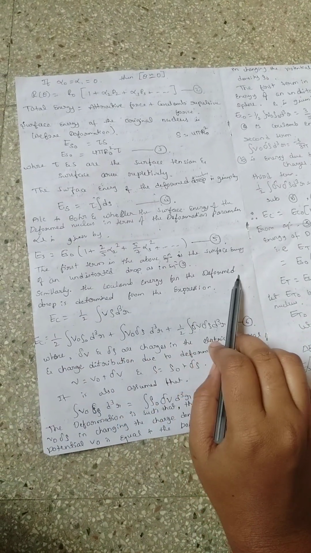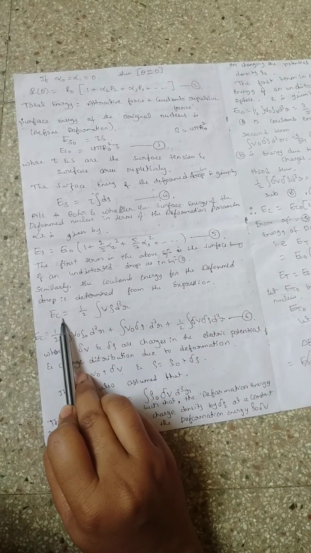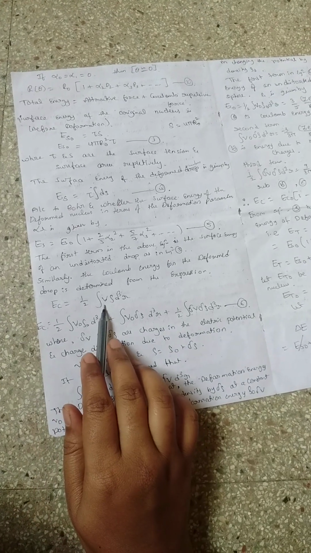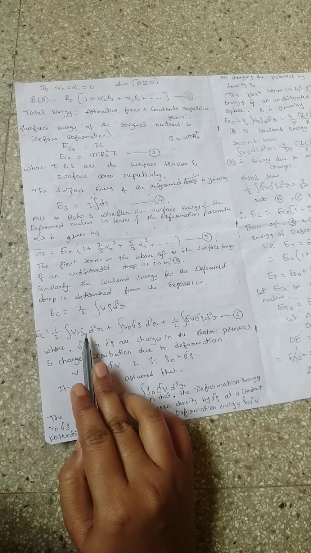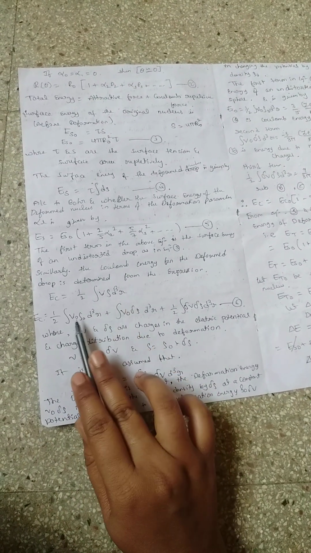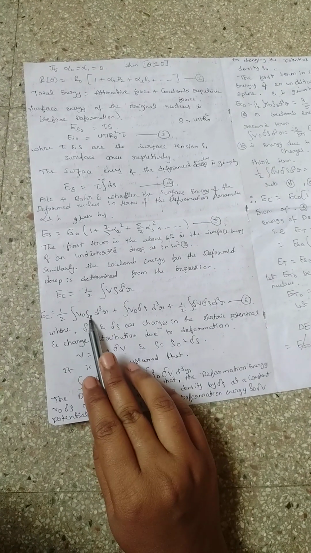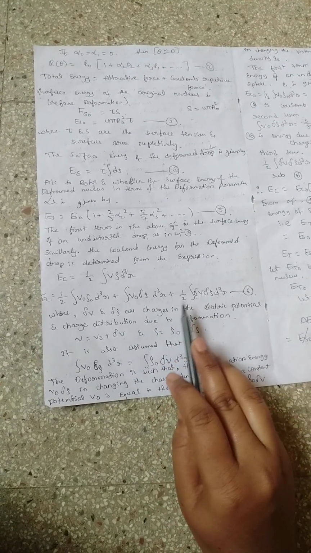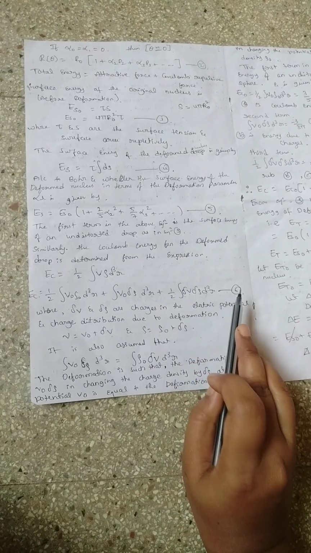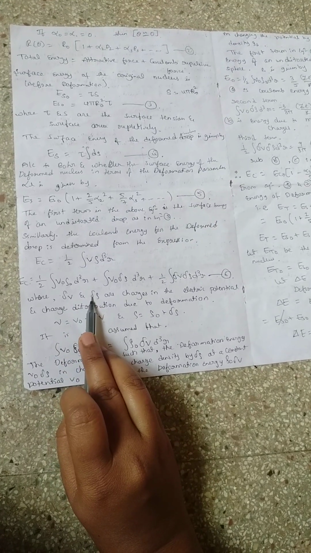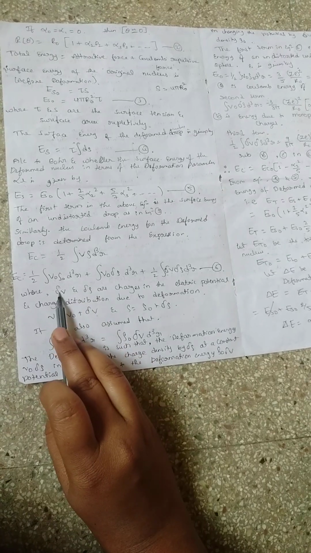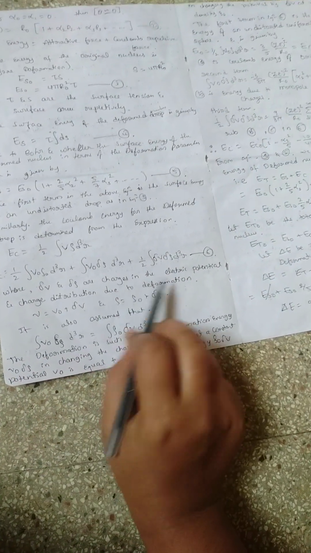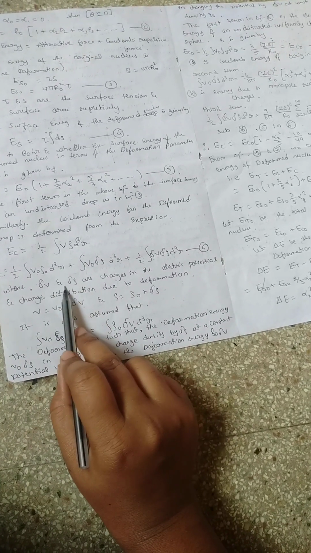Similarly, the Coulomb energy of the deformed drop is determined from the expression E of C is equal to half into integration of V into rho into d cube R. Expanding, E of C is equal to half integration of V naught rho naught d cube R, plus half integration of V naught delta rho d cube R, plus half integration of rho naught delta V d cube R, equation number 6, where delta V and delta rho are the changes in the electric potential and charge distribution due to deformation.